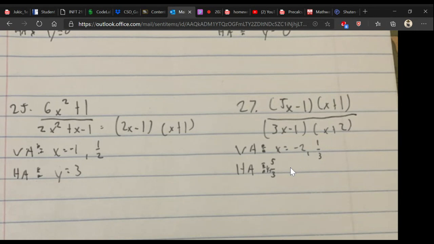Finding the horizontal asymptote is finding the leading coefficient for the numerator and denominator. So the leading coefficient for the numerator is going to be 5, and the leading coefficient for the denominator is 3. So the horizontal asymptote is going to be y is equal to 5 over 3.